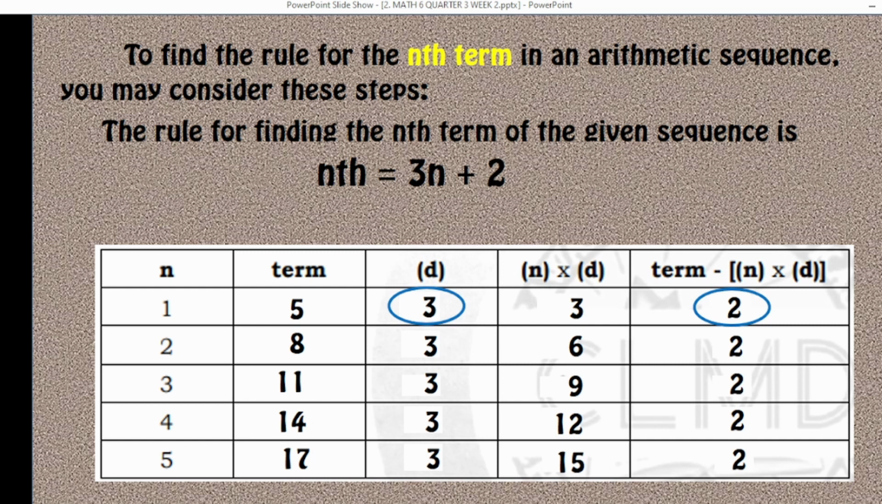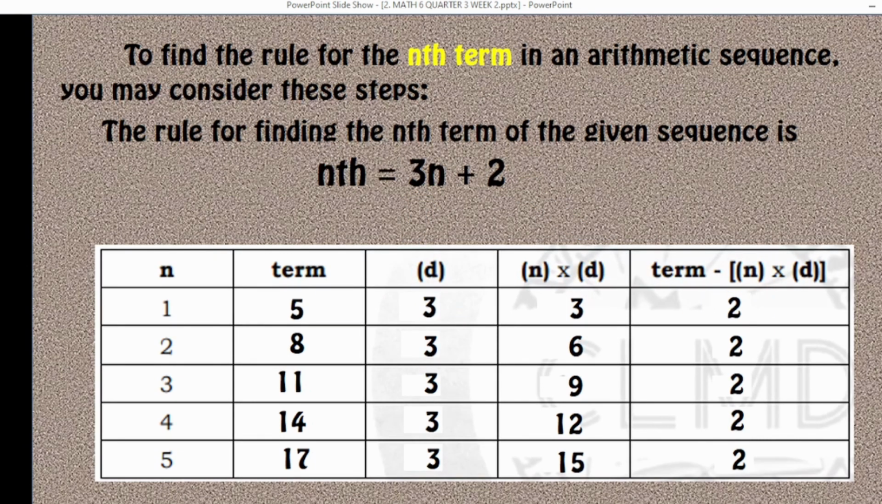So, ayan, the rule for finding the nth term of the given sequence is nth is equal to 3n plus 2. Saan nanggaling yung 3n plus 2 na yan? So, ayun mga bata, yung common difference, 3 na imumultiply sa n at i-add sa nasa 5th column which is yung sagot natin, yung difference ng term, sinubtract doon sa 4th column. So, ayan ang ating arithmetic sequence formula for the nth term. Nth is equal to 3n plus 2.